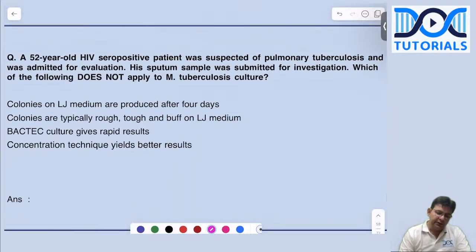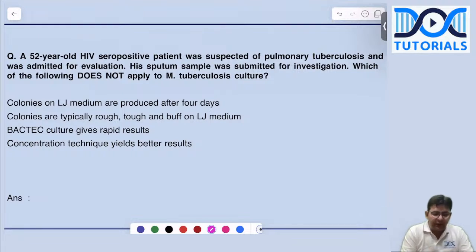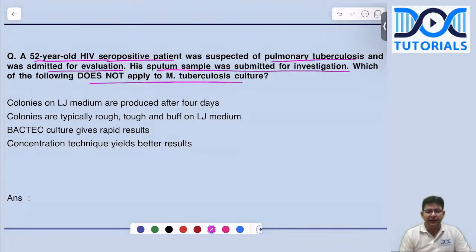Now coming to the next one. A 52-year-old HIV seropositive patient suspected of pulmonary TB was admitted for evaluation. A sputum sample was submitted for the investigation. Which of the following does not apply to the MTB culture? The colonies on LJ media are produced after 4 days. No way. What should be the answer? I'm giving you the time. Answer is A only, obviously.